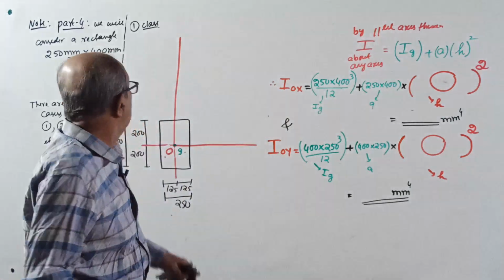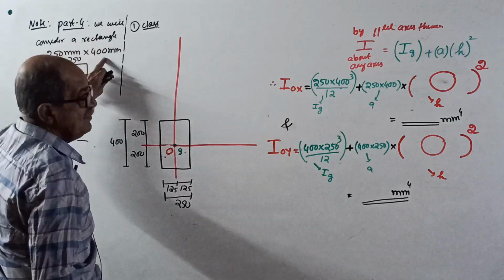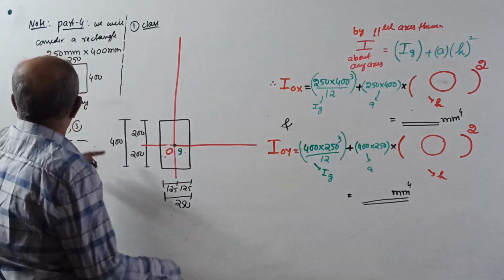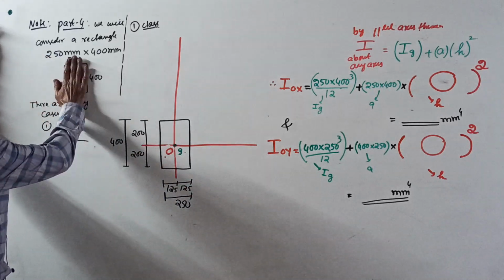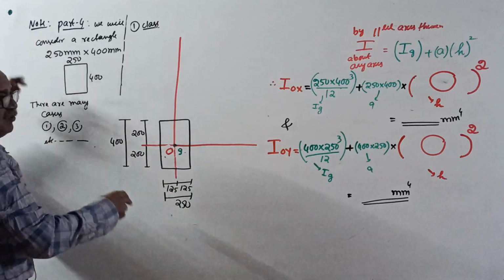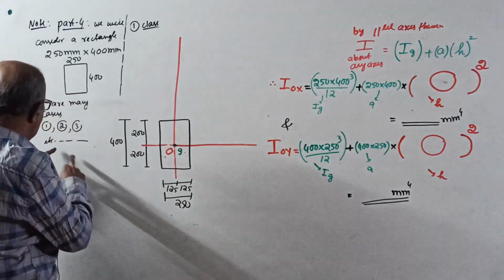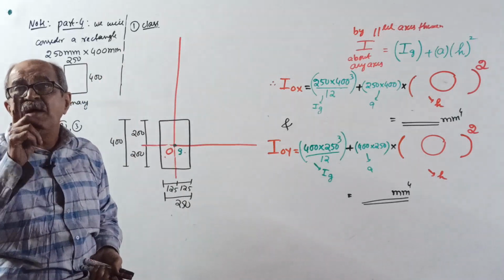As I told, part 4, we will consider a rectangle, 250 by 400. I already told you 250 by 400; I remember 400. There are many cases: 1, 2, 3, 4, 5, 6, I don't know. One by one you consider. Write the statement I am telling you.